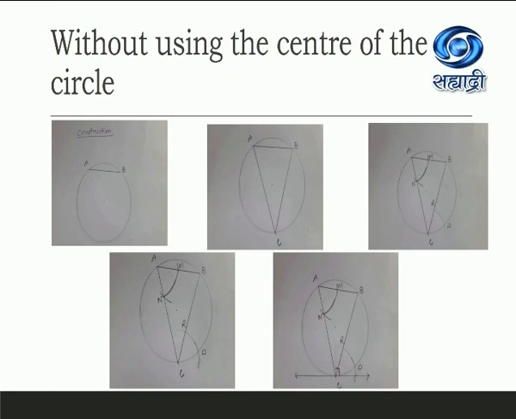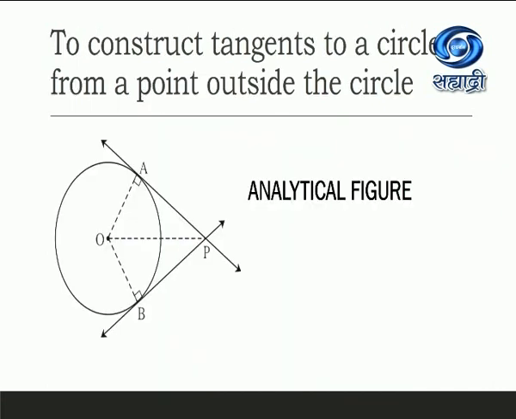If you draw a line joining the center and C, and then you measure the angle, it will be 90 degrees, proving that it is a tangent to the circle. The next construction is to construct tangents to a circle from a point outside the circle. Here there are two tangents drawn from a point outside the circle in this analytical figure.